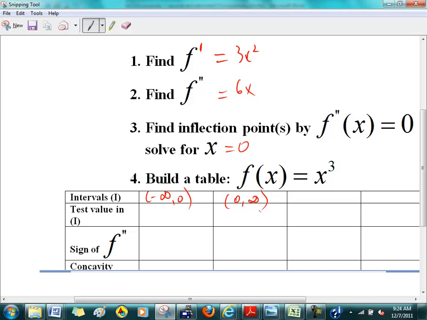Pick a point between minus infinity and 0. Negative 1, put it in the f double prime equation. So you get a negative number, and negative would imply Canadian or cup? Canadian, nice. So you pick minus 1, right? Your turn, between 0 and infinity. Pick a number. 1.